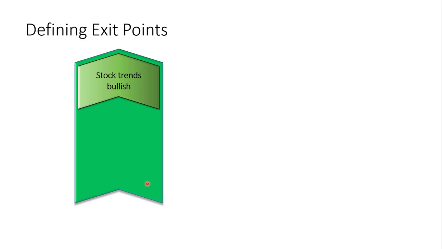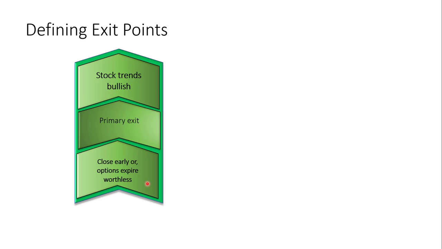How about some exit points? Well, if the stock goes bullish, that's one of your primary trends that you want the equity to trend to. That gives you profits. So your primary exit becomes your first exit point to look at. Second exit point that you're going to want to watch is you could close it early to capture some of that credit, or if it's still going bullish into expiration, you can allow this to expire worthless to keep all of the credit.